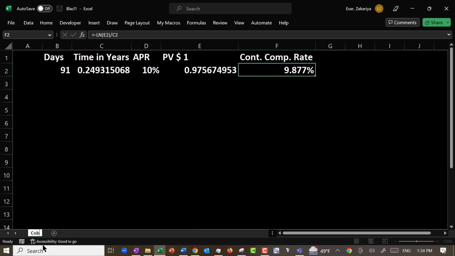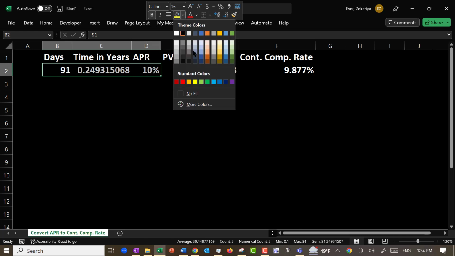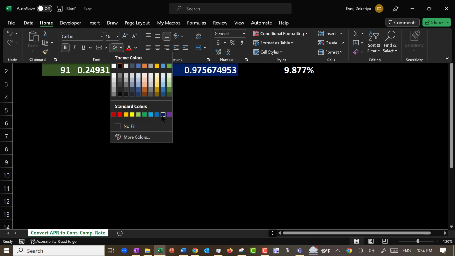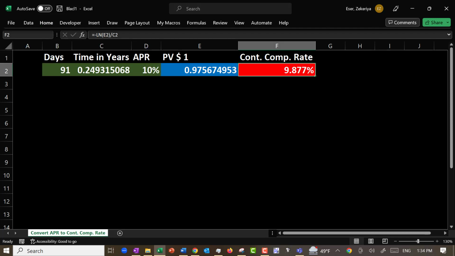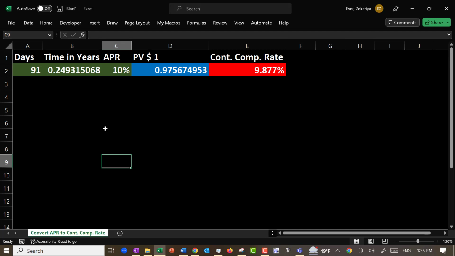So this is the conversion of APR to continuous compounding rates. Anytime you're going to enter an interest rate for option pricing, just find out the proper interest rate for that maturity, and using this, convert it into continuously compounded rates.